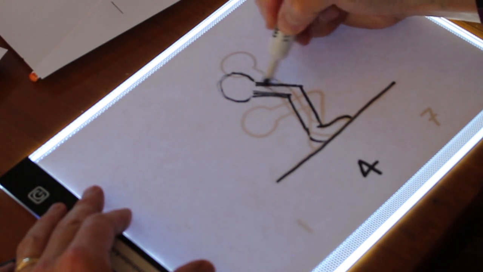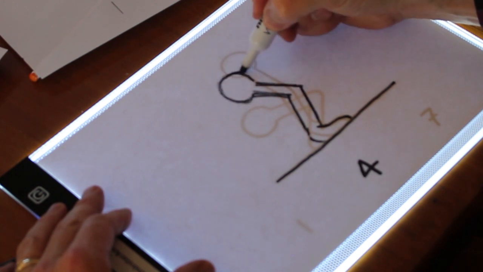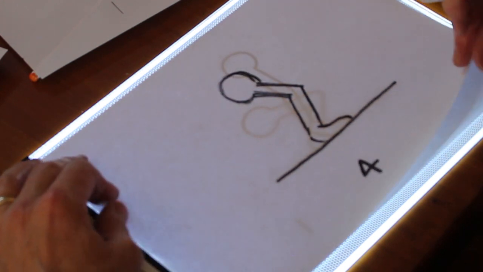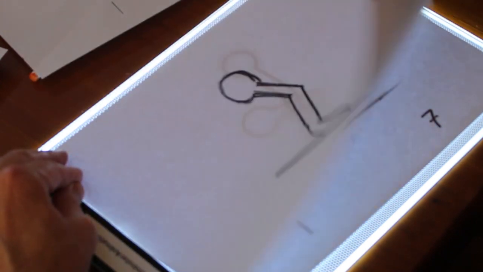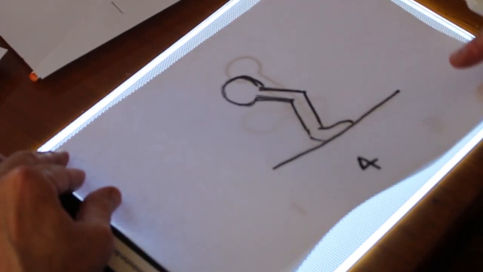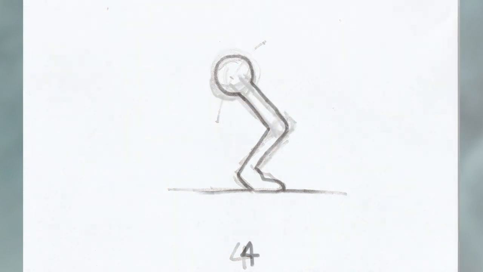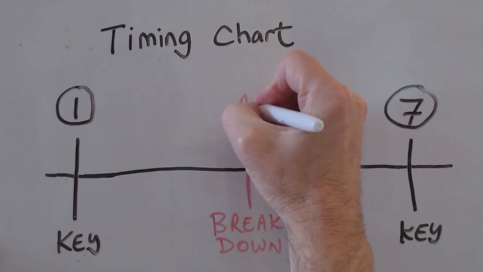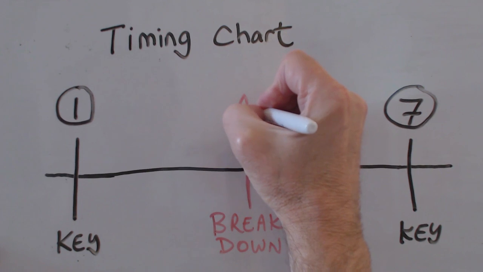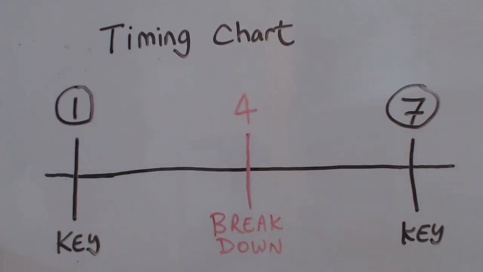Remember, you can flip between the drawings as you go to check the action, and please feel free to make lots of alterations until you're happy with your breakdown position. All the other drawings will inherit characteristics from page 4, so it's really important that you're happy with it before you go on to the next stage. Page 1 and page 7 are the keyframes, and page 4 is the breakdown position.